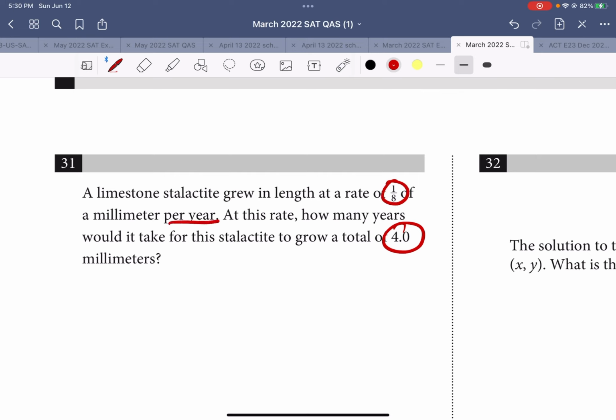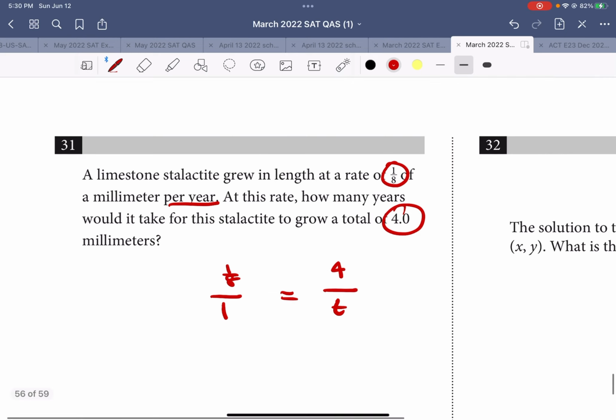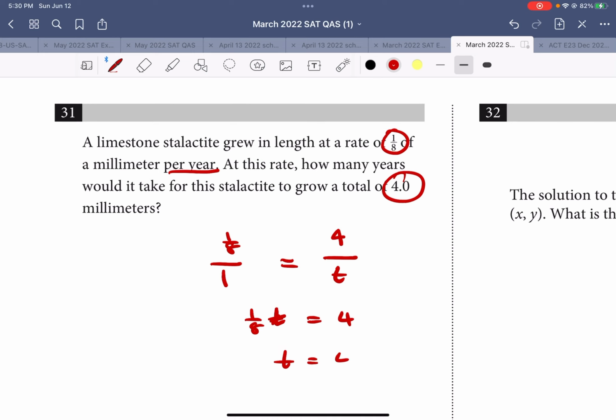So you can make a kind of proportion also. Per year, each year it will grow 1/8 of a millimeter. So how long will it take to grow 4 millimeters, right? So you can make a proportion. You can cross multiply: 1/8 t equals 4, and then when you multiply 8 on both sides, 4 times 8 is 32. So it will take 32 years to grow 4 millimeters. Okay, so make a proportion.